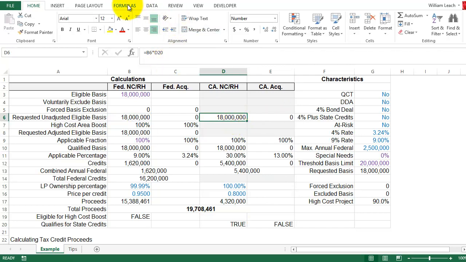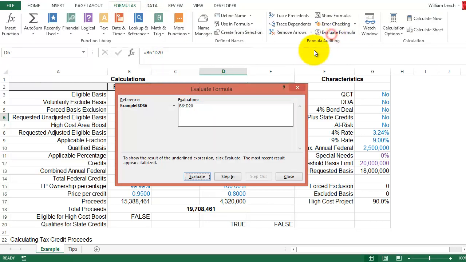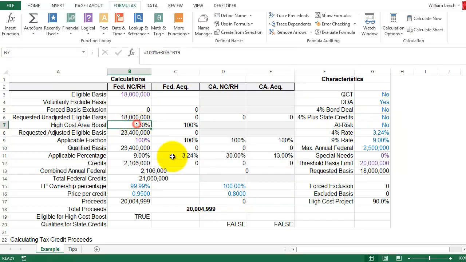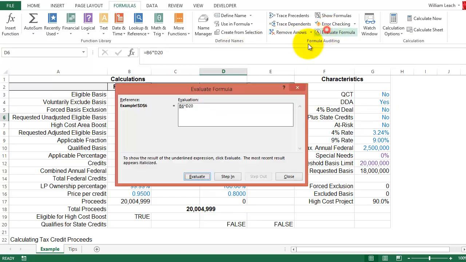Let's take a look real quick. We'll go to Formulas, Evaluate. It's saying B6 is 18 million. I multiply it by true, I get 18 million. If we were in a DDA, so now we're getting the high cost area boost, this cell, when we evaluate it, says 18 million times false is 0.